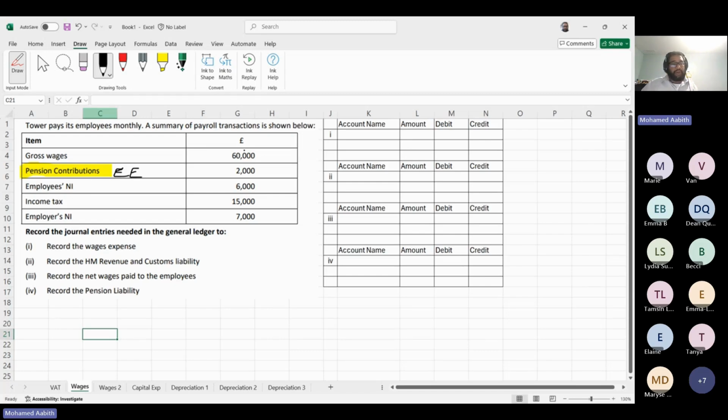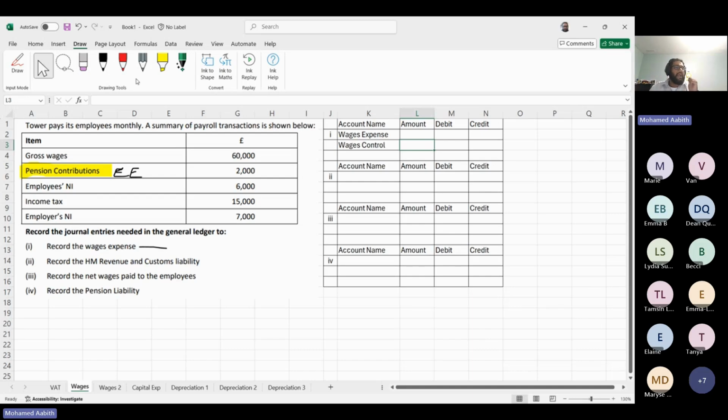So they're asking you here to record your wages expense. What I need to do is decide what accounts I'm going to be using here. Can you remember what we said earlier? One of them is wages expense. And the second one is wages control. The wages control account is created to identify your total wages expense and then clear the wages expense by distributing that amount to all relevant parties.